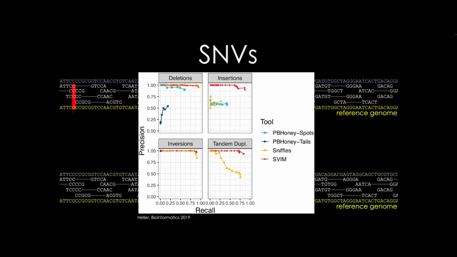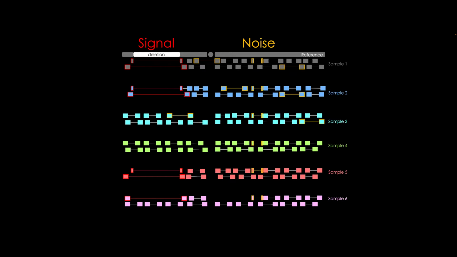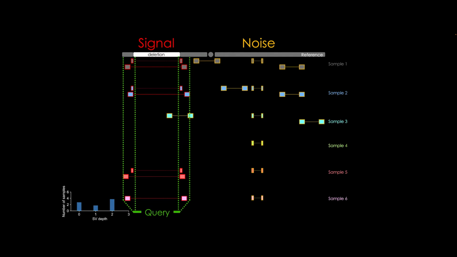Long reads do improve performance, but they are still far from the performance of short read detection. So, what do? With our structural variant index, STIX, we avoid the detection problem altogether and turn this into a search problem, where we take a population of aligned reads, we remove all of the normally aligned reads, and index just what remains. For a given variant, this becomes a query where we find all of the alignments that agree on the existence of that variant in that sample.